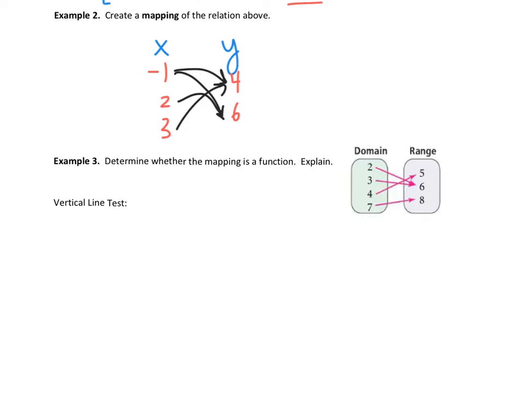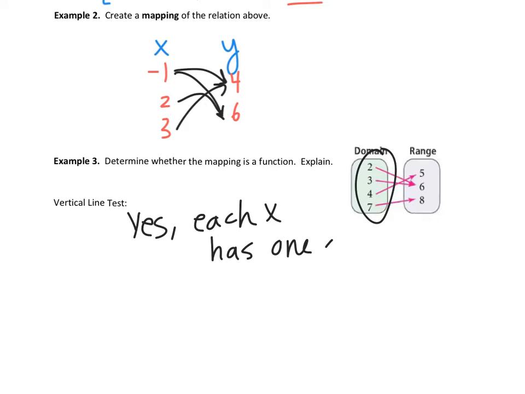So determine whether the mapping is a function. Yes, it is. Yes, because each x has one unique y.